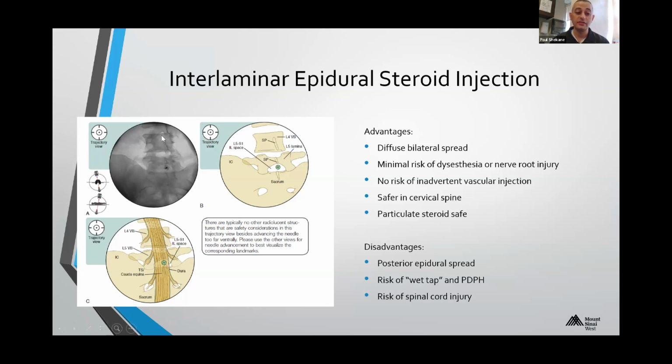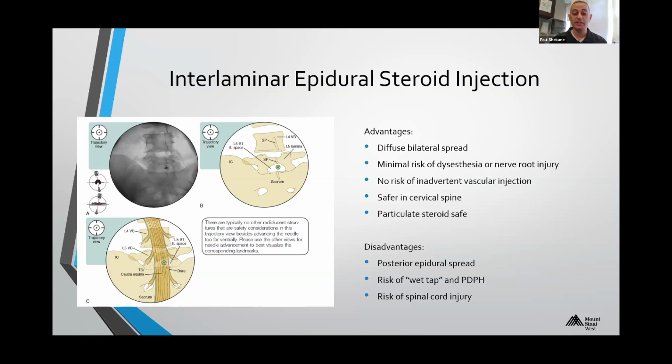There's also not a lot of vasculature encountered with the interlaminar technique. And for the cervical spine, it's the only accepted technique to minimize risk of inadvertent vascular injection, especially in the cervical spine.